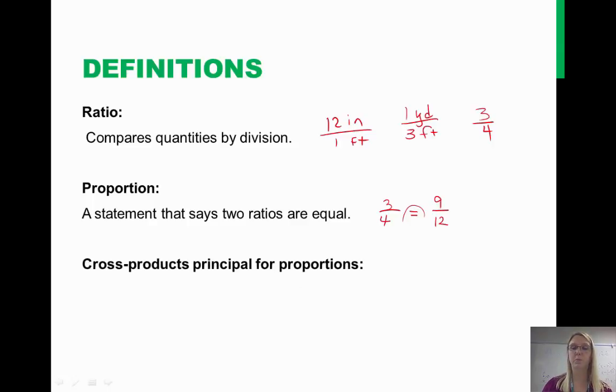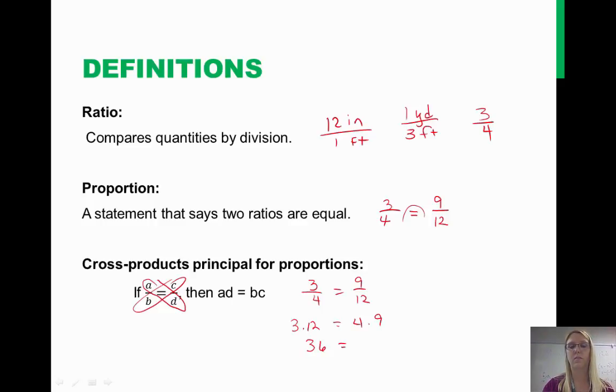Cross product principle for proportions. In this particular case, if I have A over B equals C over D, just like I have over here, say I have 3/4 equals 9/12. It says that if I multiply AD, then BC multiplied together will equal it. So let's try that. 3 times 12 equals 4 times 9. Well, 3 times 12 is 36, and 4 times 9 is 36. So that checks true for this particular proportion.